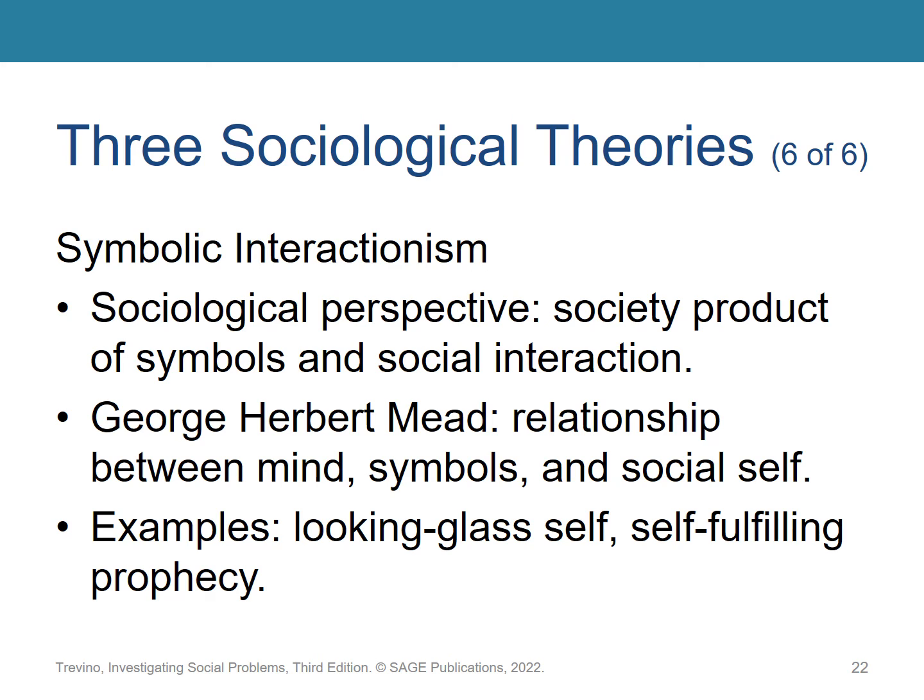Symbolic interactionism is another sociological perspective. They say society is a product of symbols and social interactions. George Herbert Mead describes the relationship between the mind, the symbols, and the self as what society is. Examples include the looking glass self and the self-fulfilling prophecy. Please familiarize yourself, especially with the looking glass self and the self-fulfilling prophecy.